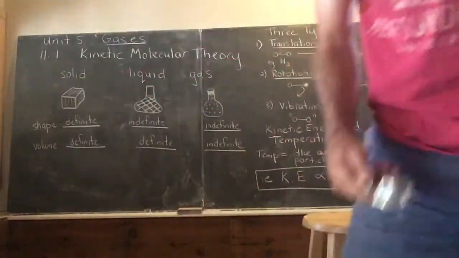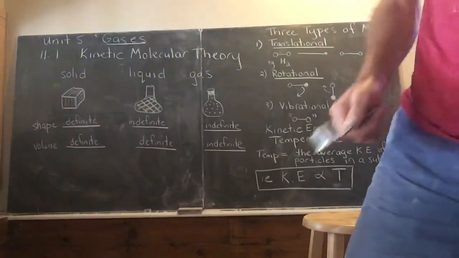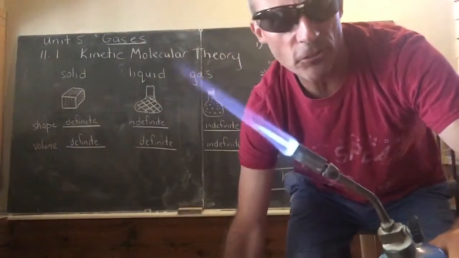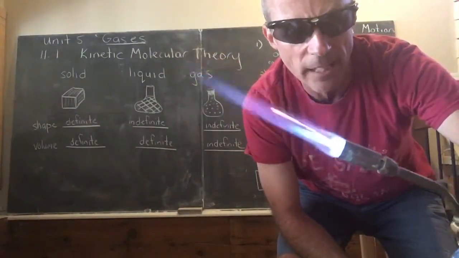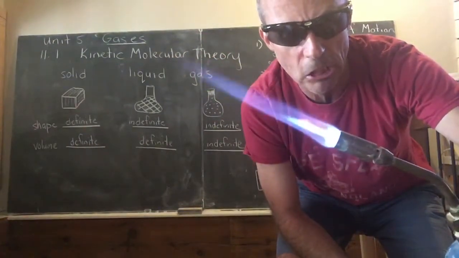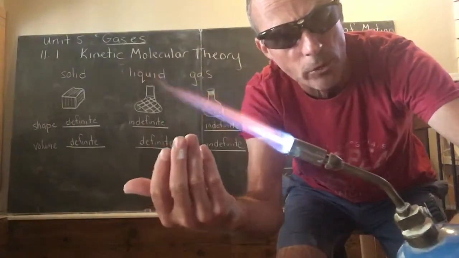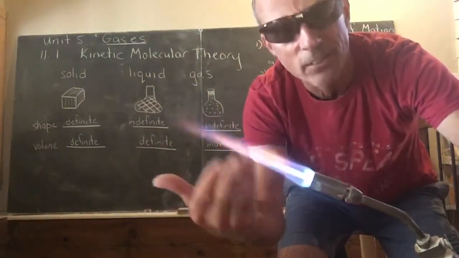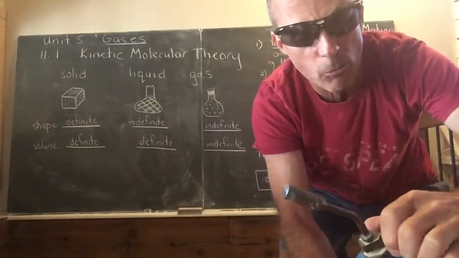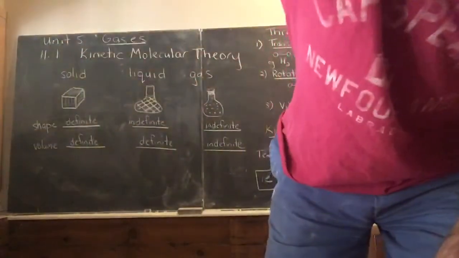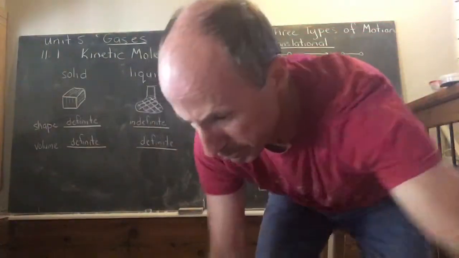So here we go. Let me just light up my propane. And there you go. So you can see it burns with a very blue flame, and the reason why that propane burns is that it is able to propel out and mix with the oxygen to make the CO2 and water. So we will talk a little bit about the reactions that involve gases later on in the unit.